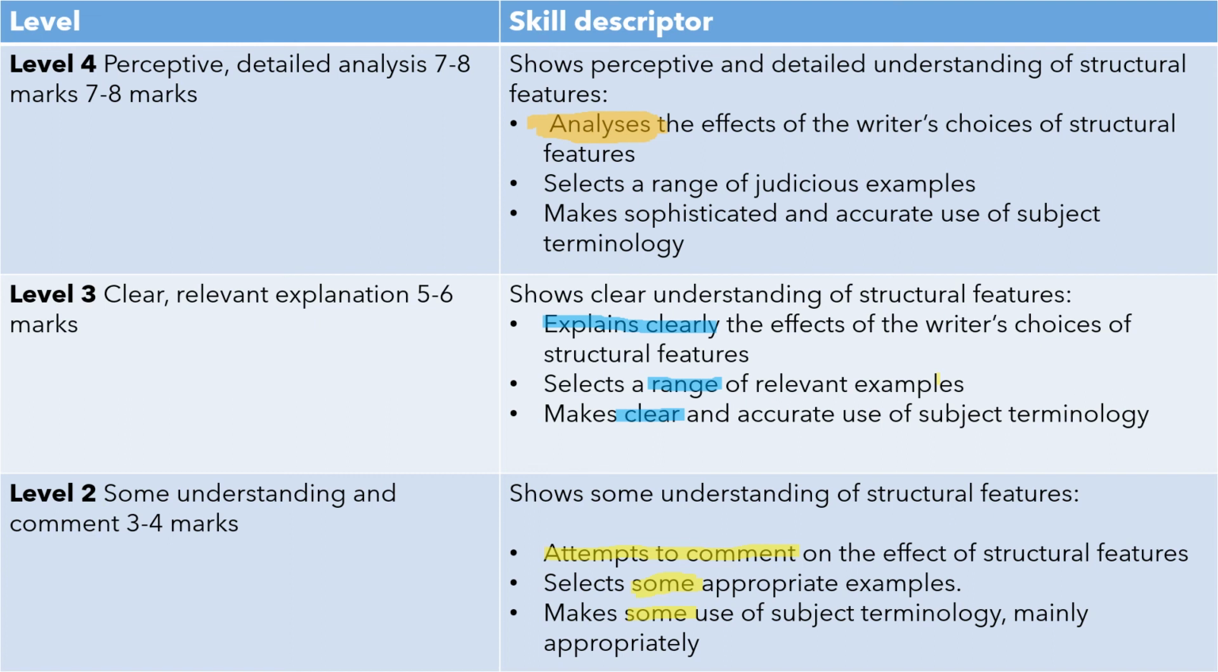Similarly to the level 3, it uses that word range on the second bullet point. Select a range of judicious quotations. Now this is a very, very posh word that throws a lot of people off. So a range simply means that they've used quite a few quotations, and judicious examples means that you've identified some really fantastic ones that are considered some of the best examples available.